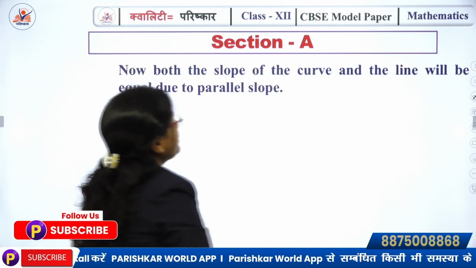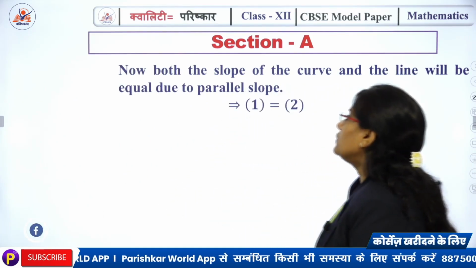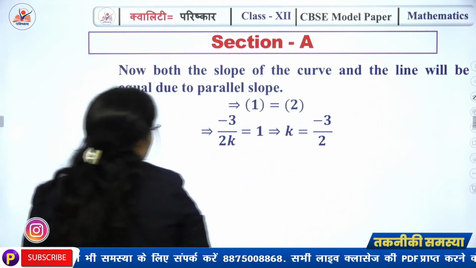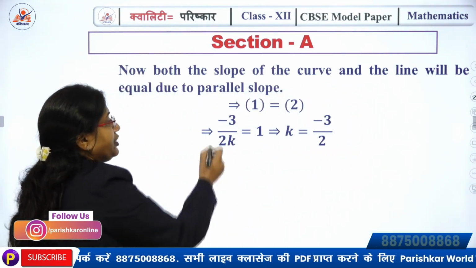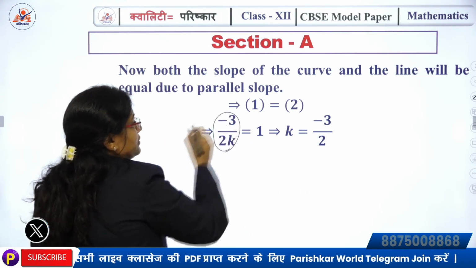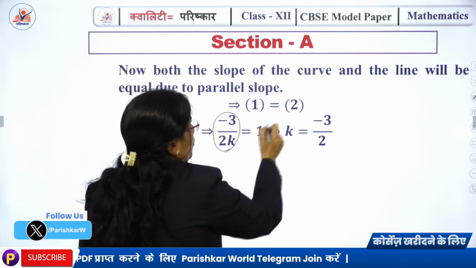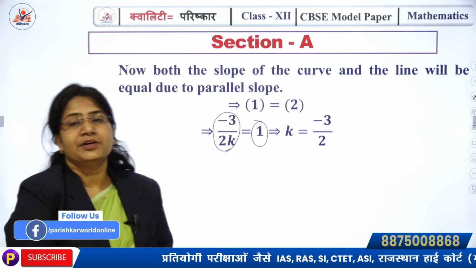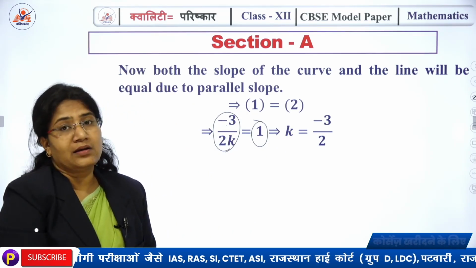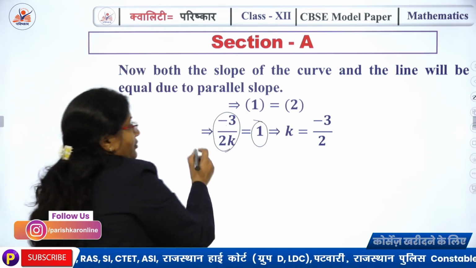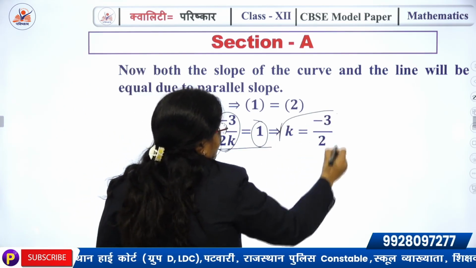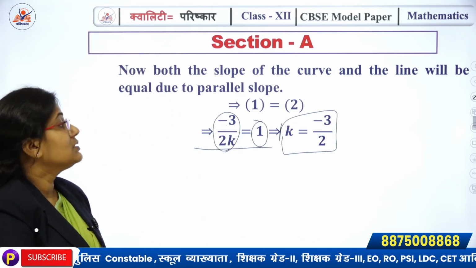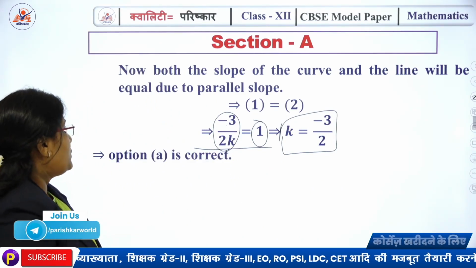Now the slope of the curve and the slope of the line will be equal due to parallelism. That means equation 1 is equal to equation 2. Minus 3 upon 2k, which is the slope of the given curve, is equal to 1, which is the slope of the given line, and both the slopes will be equal because the line is parallel to the tangent to the curve. Here we calculate the value of k is equal to minus 3 upon 2. See students, the value of k is equal to minus 3 upon 2. Then option A is correct.